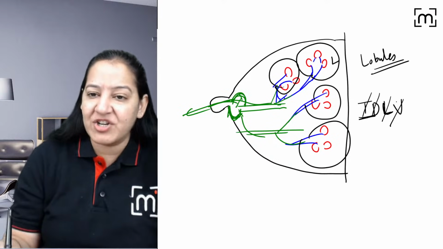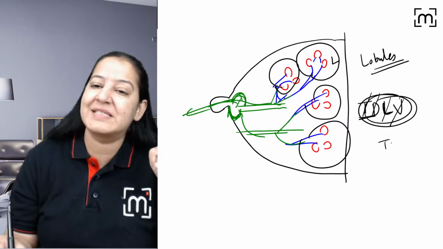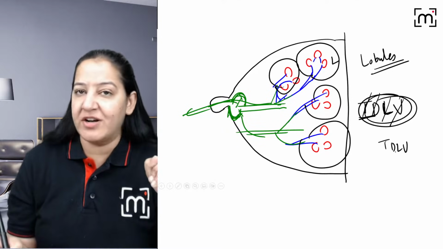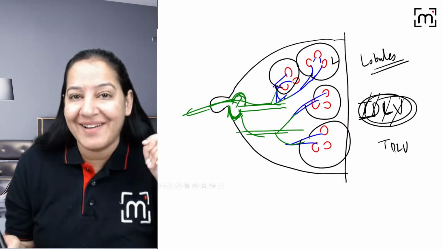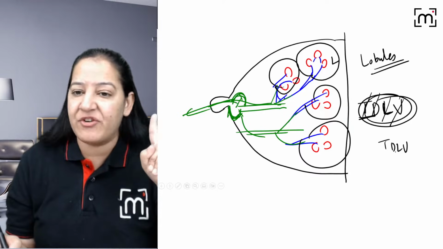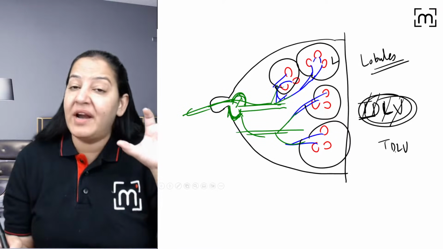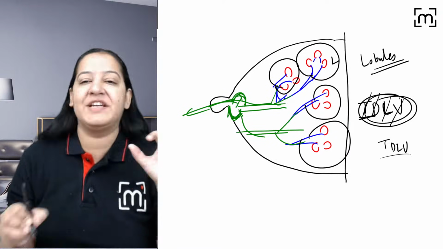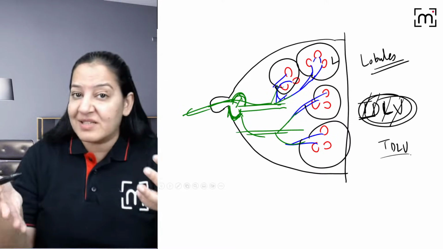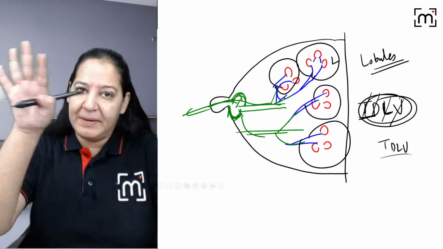So the structural and functional unit of the breast is TDLU, like the structural and functional unit in the kidney is the nephron. In the same way, the structural and functional unit in the female breast is TDLU, in which the milk is synthesized as well as secreted. The complete function is there.